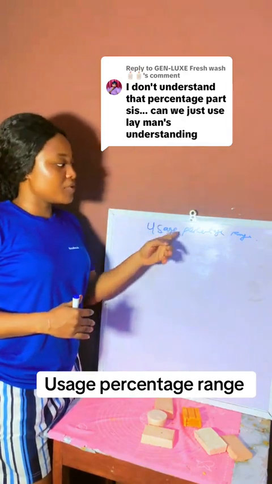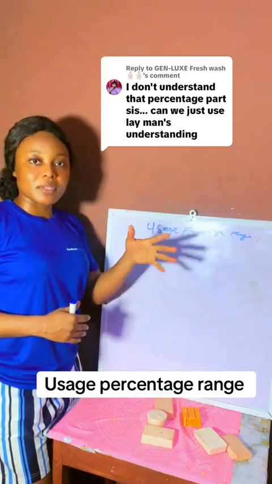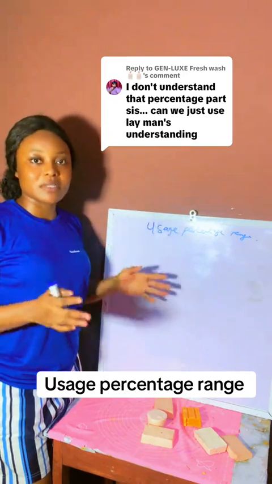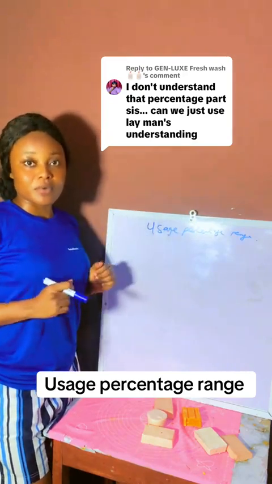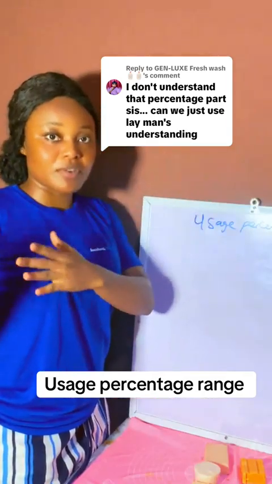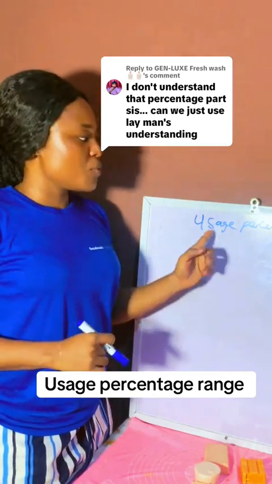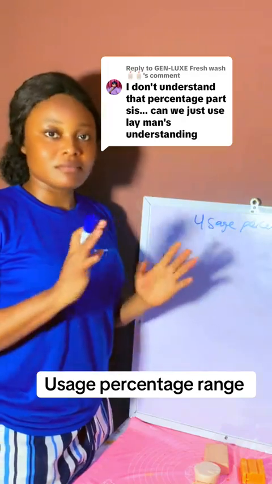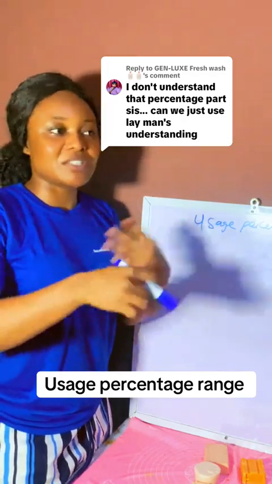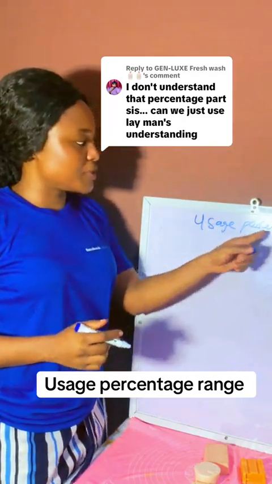The reason why you need to learn how to do this is, when you learn how to do this, you can always formulate, adjust, and manipulate any recipe the way you want it. If you don't master this, you keep depending on other people for their recipe, which is not right. So once you learn how to calculate this, you can change any recipe to your taste. So now, how do you calculate the usage percentage rate?